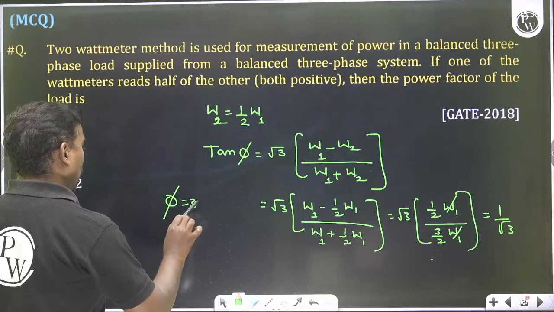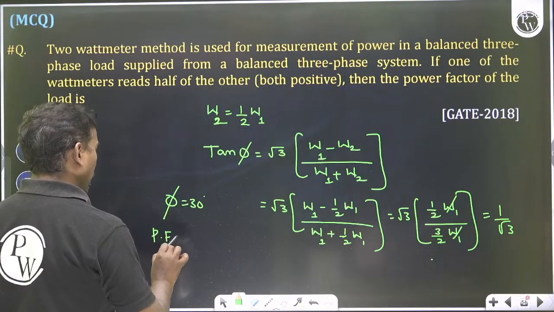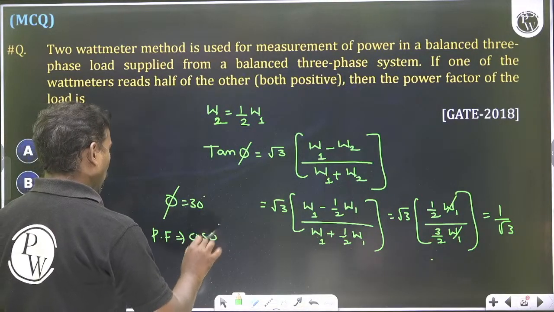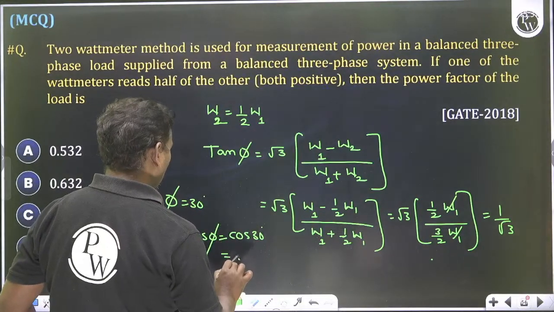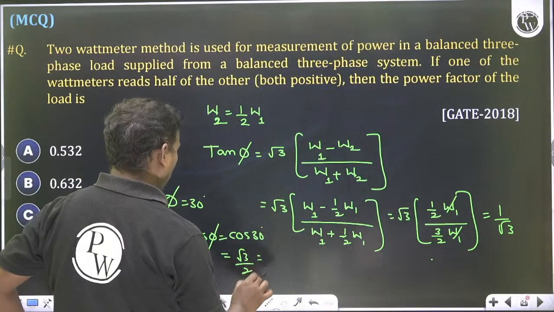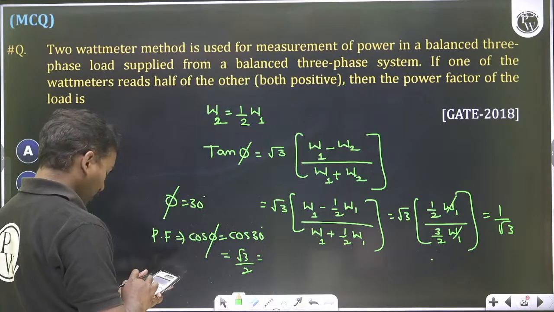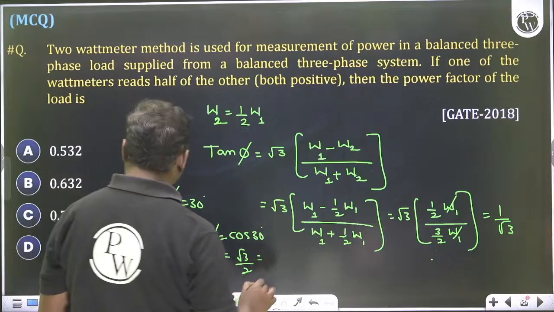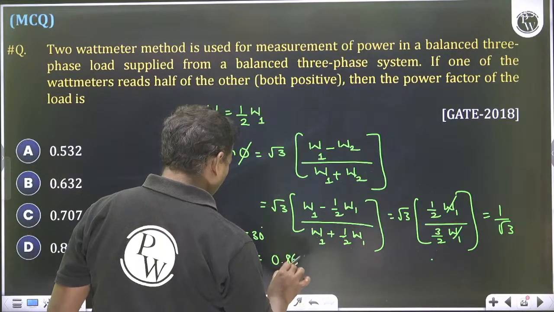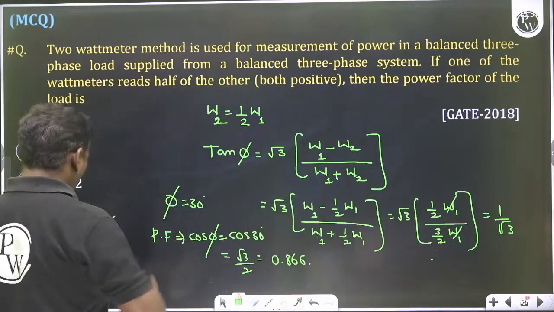So power factor is cos phi, cos 30, which is root 3 by 2, 1.732 by 2. It is going to come as 0.866. So option D is the right answer.